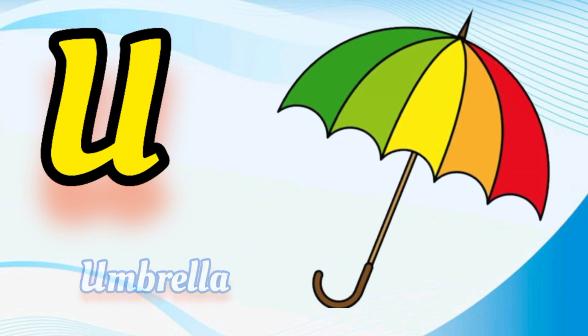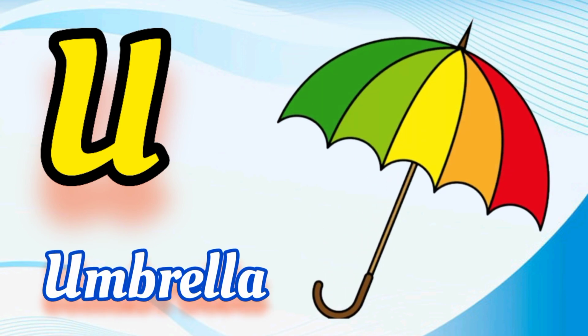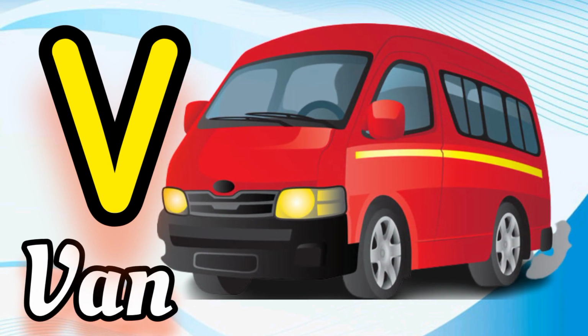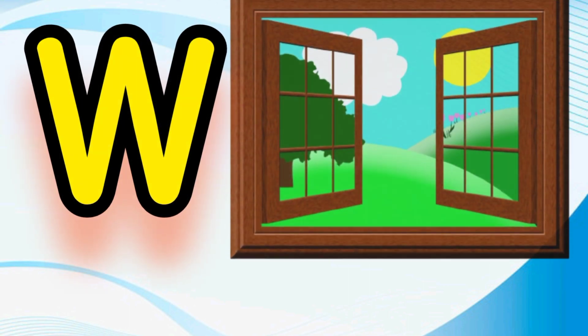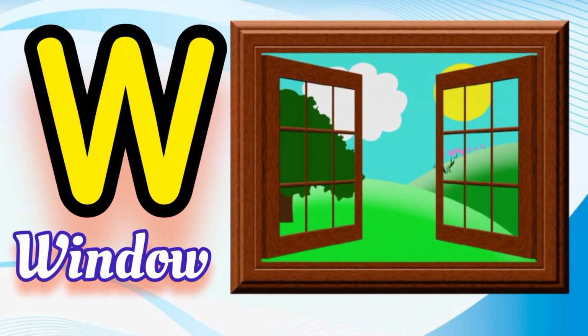U for umbrella. Umbrella means chhatri. V for van. Van means gadi. W for window. Window means khidki.